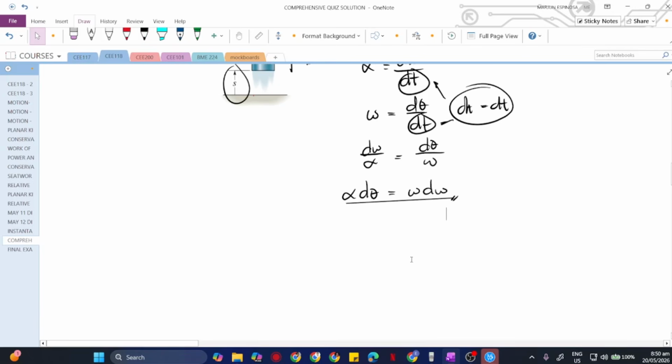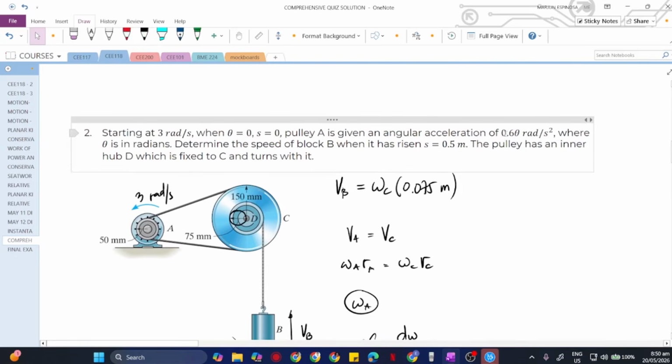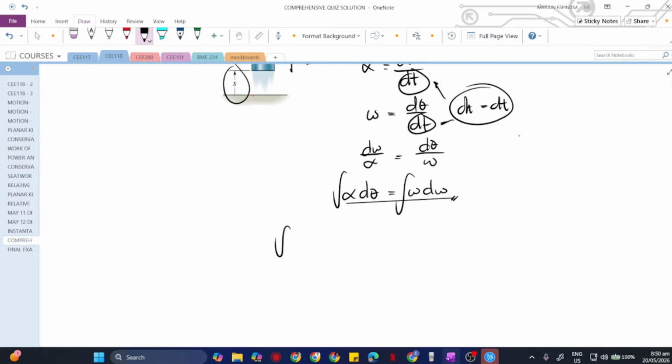So, gagamitin natin to solve for the omega A. Now, taking the integral of this one, angular acceleration is given to be 0.6 theta. So, 0.6 theta d theta is equivalent to our unknown omega d omega. And that is evaluated, ito yung gagamitin natin na limits, from 3 initially to omega A, yan yung hinahanap natin. So, 3 to omega A.